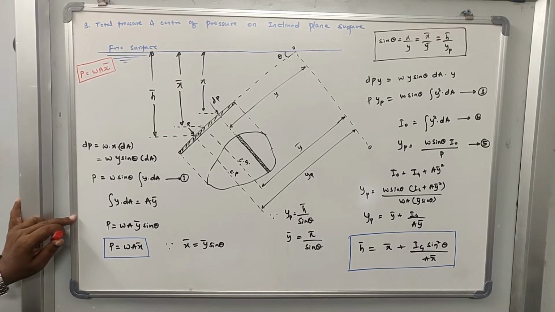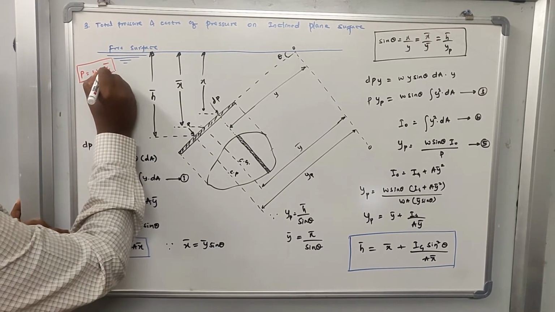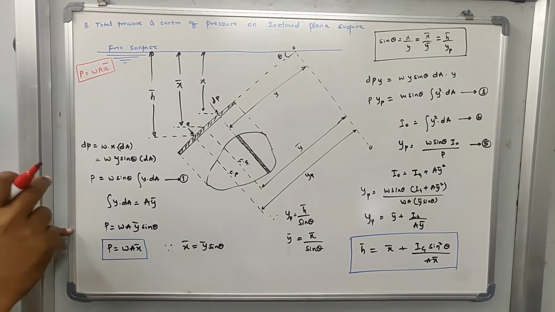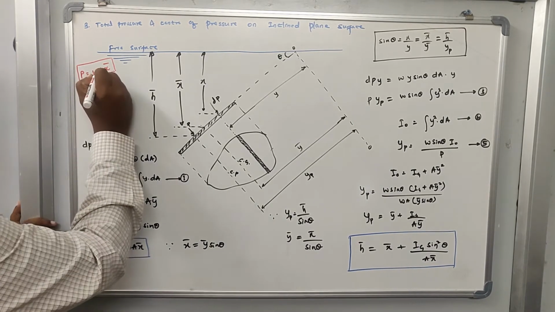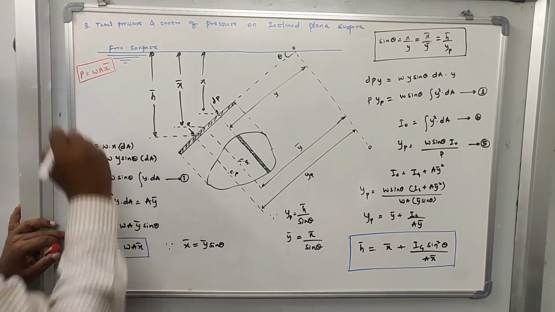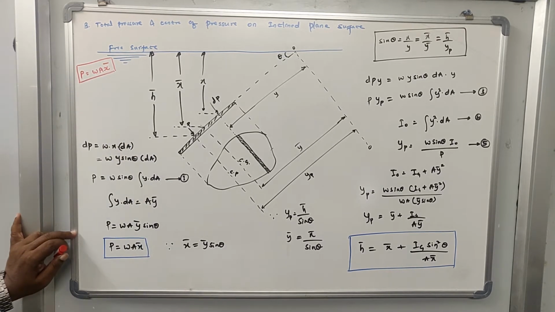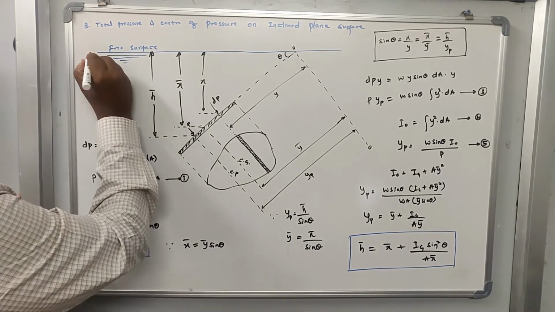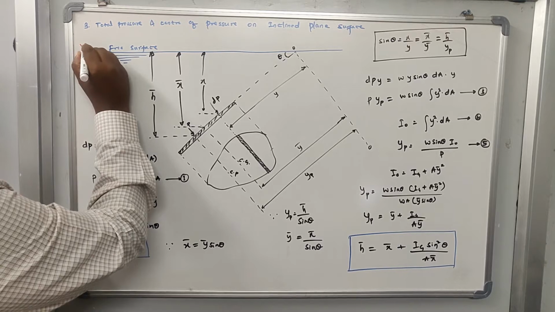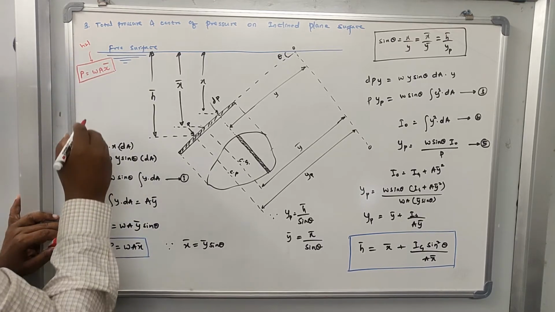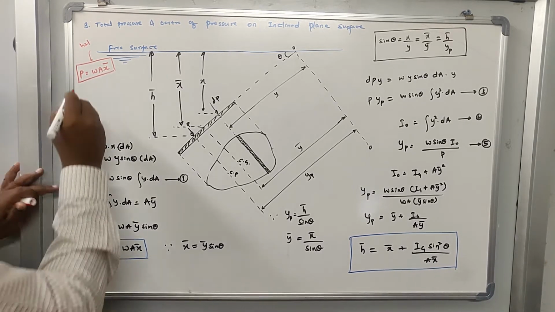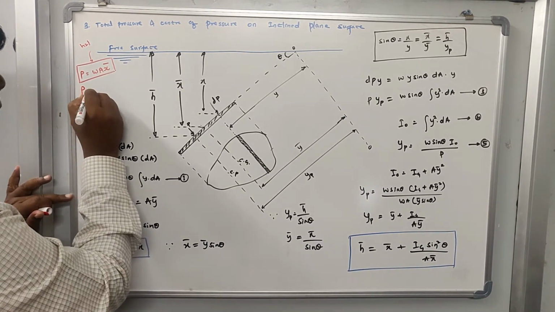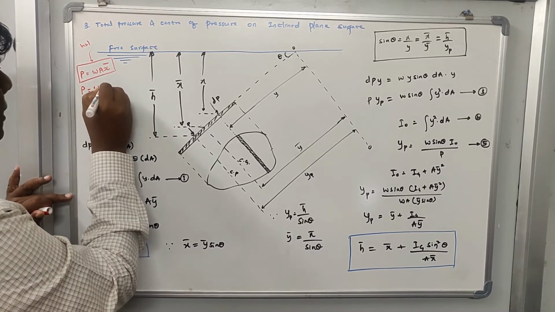X bar is what? It is the vertical height between the free surface and the CG point of the plate. A is the area of the plate, W is the specific weight or unit weight of water. So this plate is immersed horizontally. When the plate is immersed vertically, then P is equal to, we have derived, W A x bar.